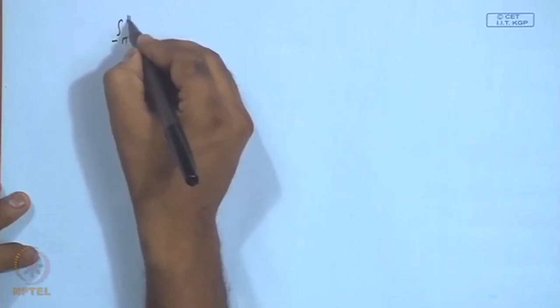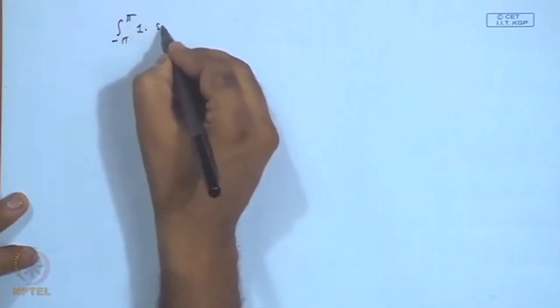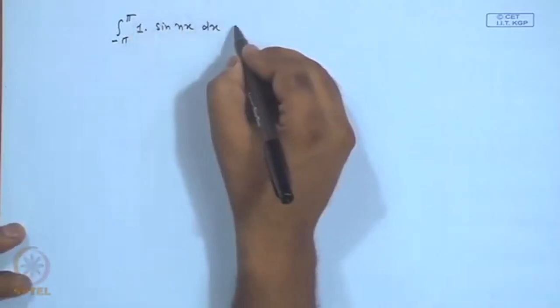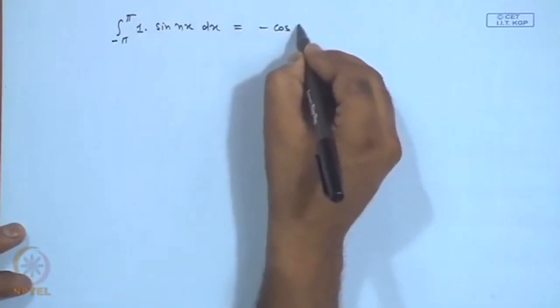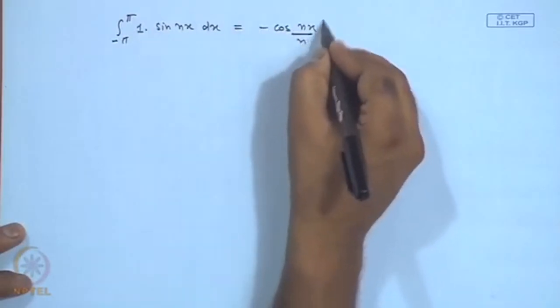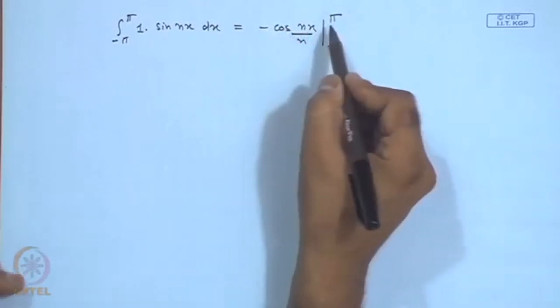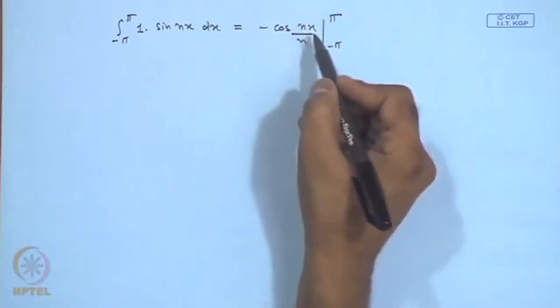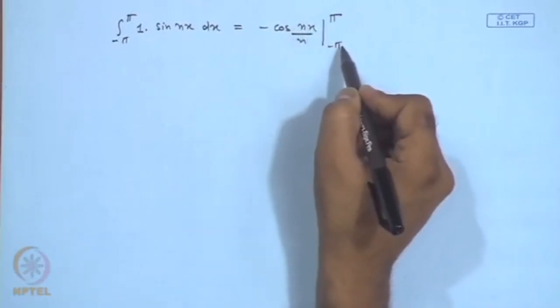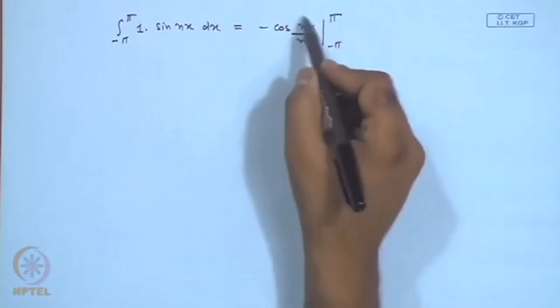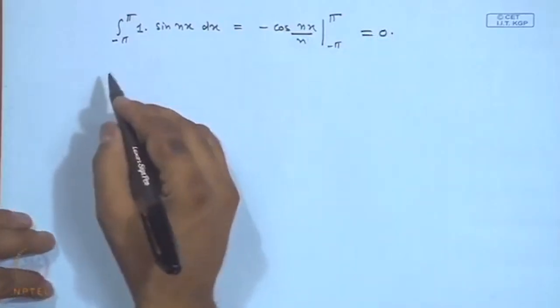Similarly, if we take the multiplication of 1 and sin nx for any n not equal to 0, because for 0 it is going to be 0, we have minus cos nx over n from minus pi to pi, and cos n pi will be minus 1 to the power n, and again cos minus n pi will be the same, minus 1 to the power n. So, here this will also give us 0.